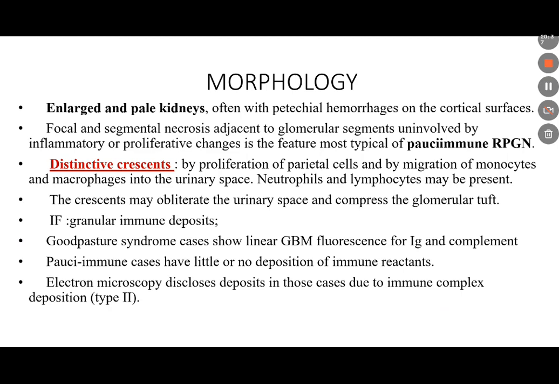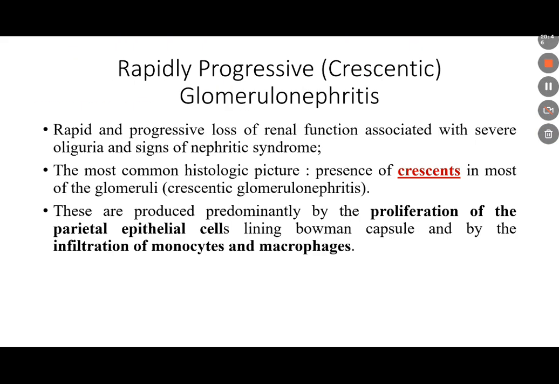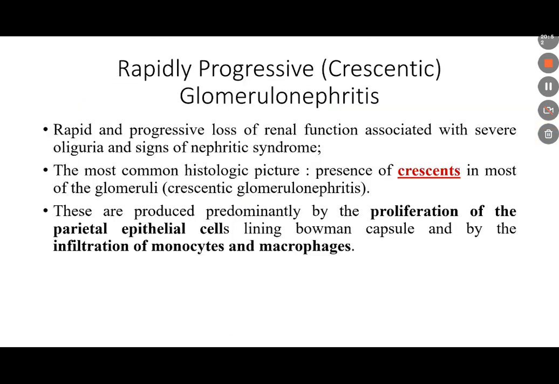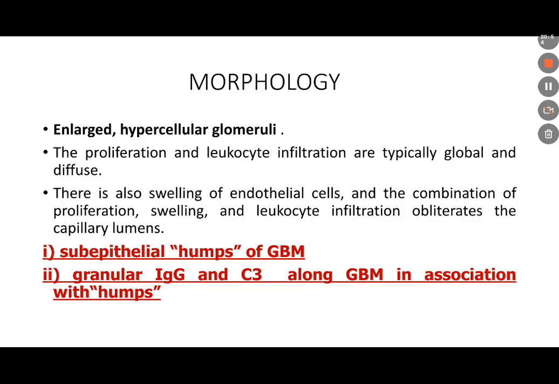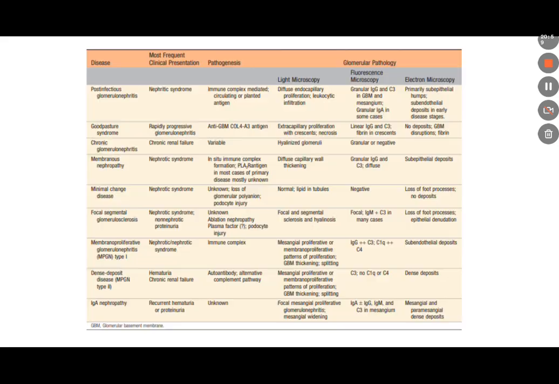And then we also discussed what nephrotic syndrome is, and then we discussed the crescentic one. So these crescents that you see in the RPGN, and the three subtypes that it has: anti-GBM antibody disease, immune complex mediated, and pauci-immune type. And then you have post-streptococcal glomerulonephritis. I hope you understood all of this.